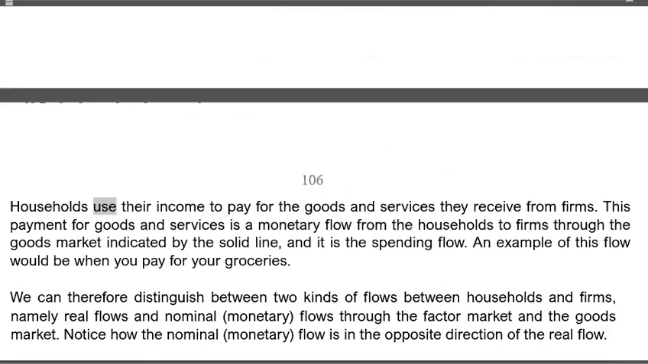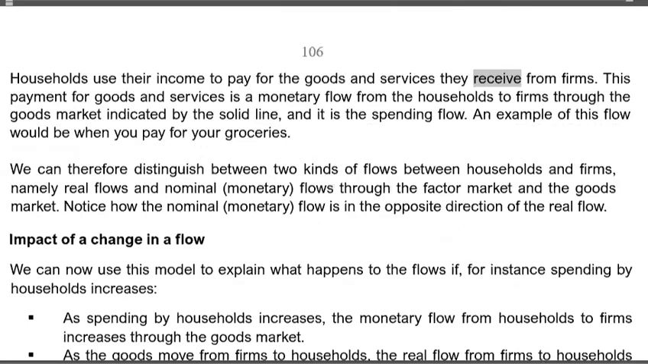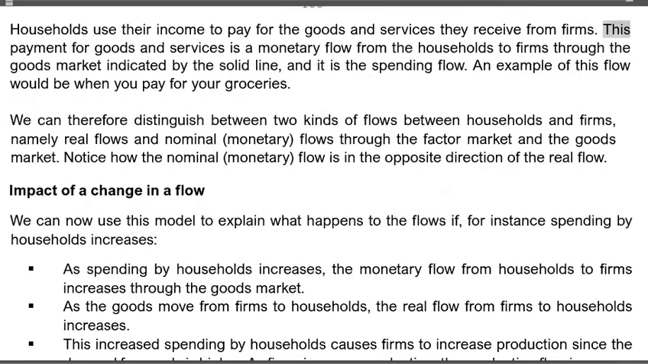Households use their income to pay for the goods and services they receive from firms. This payment for goods and services is a monetary flow from the households to firms through the goods market, indicated by the solid line, and it is the spending flow. An example of this flow would be when you pay for your groceries. We can therefore distinguish between two kinds of flows between households and firms, namely real flows and nominal, monetary flows through the factor market and the goods market. Notice how the nominal, monetary flow is in the opposite direction of the real flow.